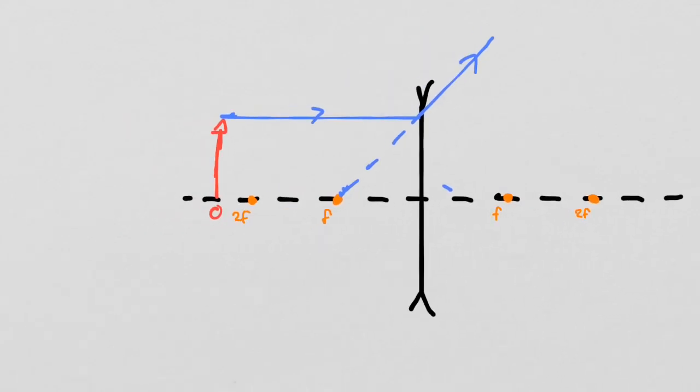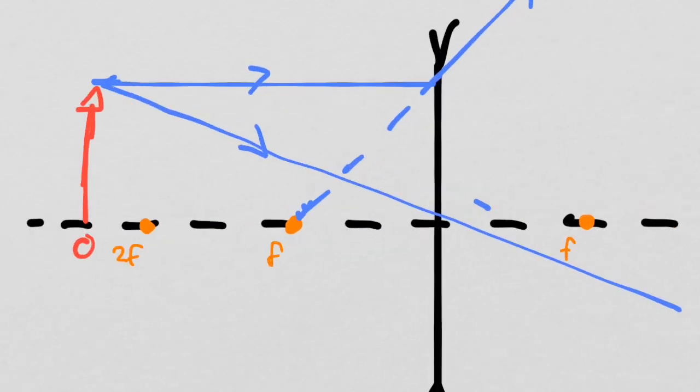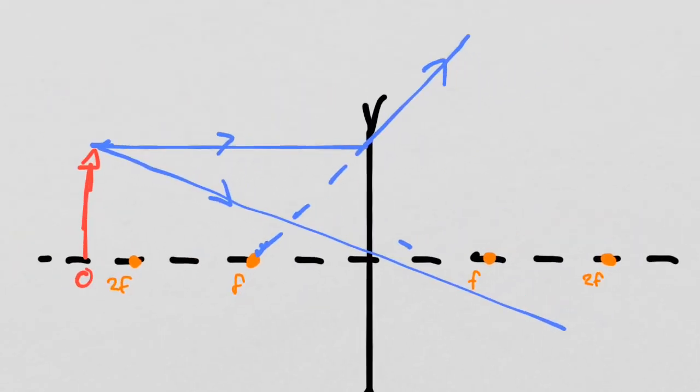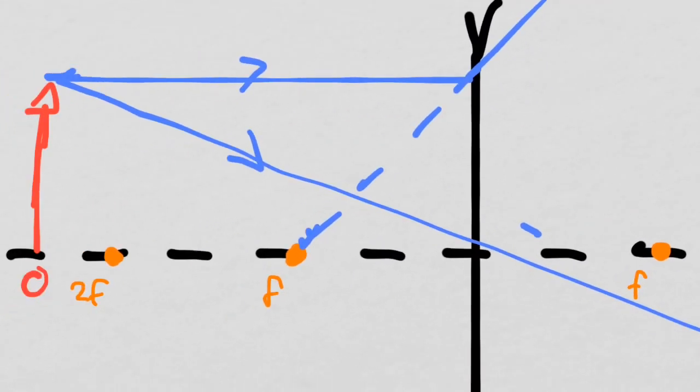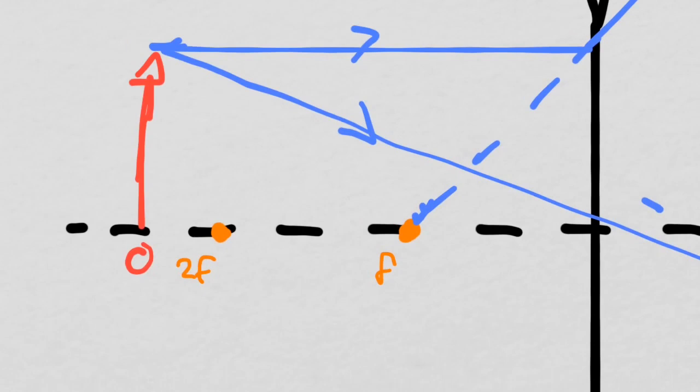Right, let's go through the middle then. A ray that goes straight through the middle without changing direction, same as before. There's our ray. Where do they meet? Well, they're not going to meet on this side. They meet sort of here, don't they? So let's draw our image there.